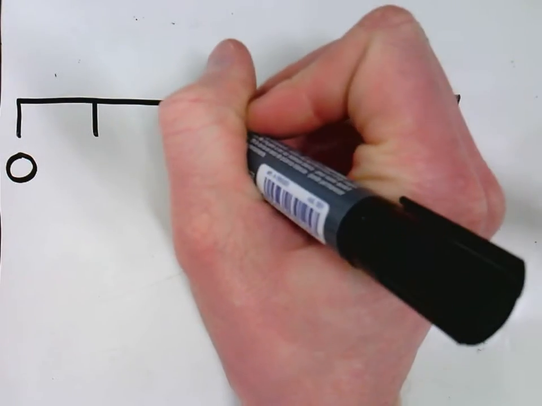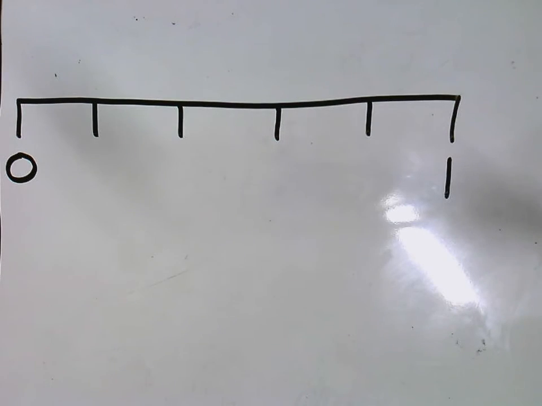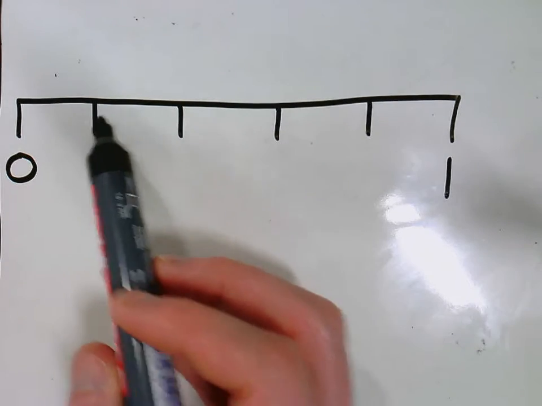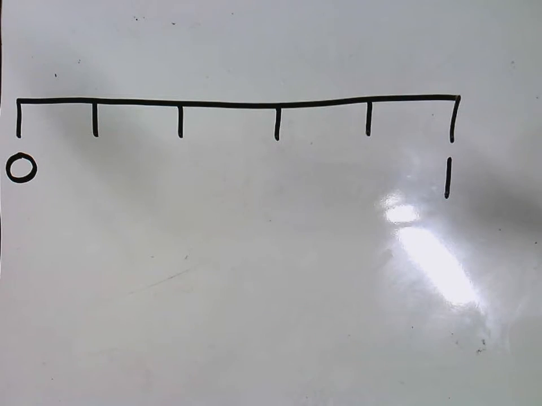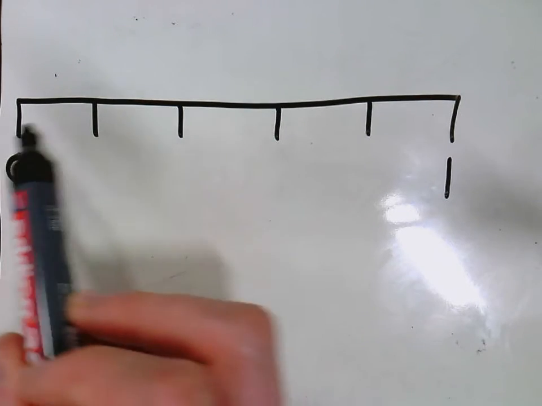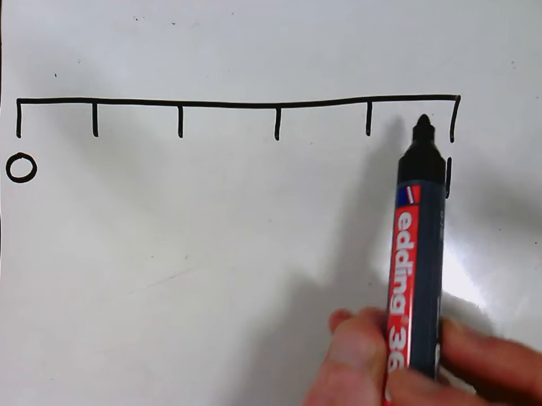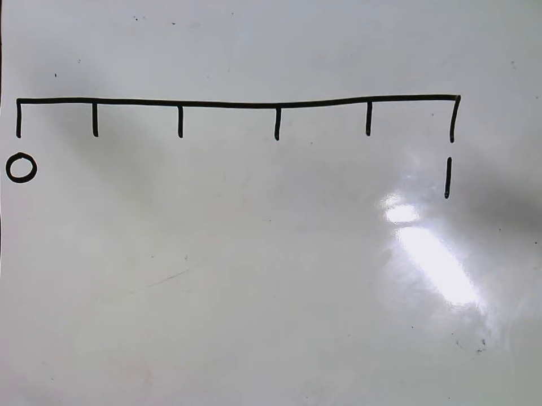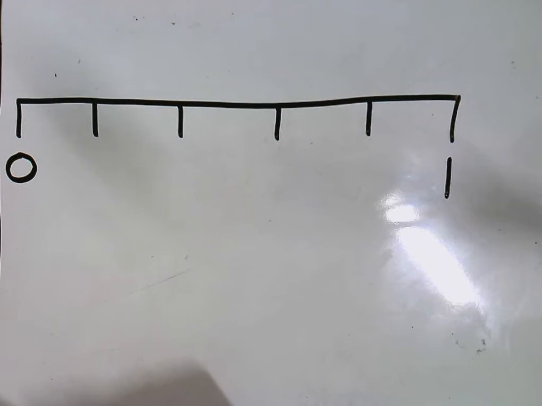And I'm going to put these dashes on it. So we've got 0 to 1 and we have 1, 2, 3, 4, 5 dashes after our 0. We have our whole and it's been split into 1, 2, 3, 4, 5 equal parts. That means we know each dash is going to be worth a fifth.